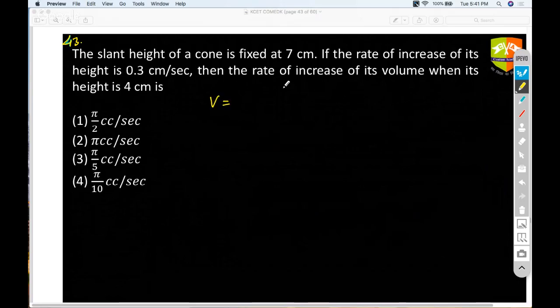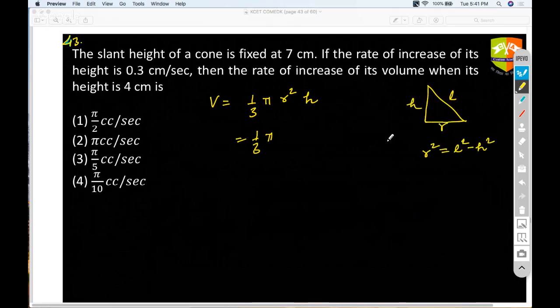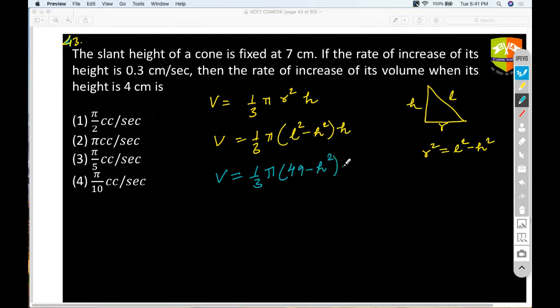So the volume of this cone would be 1/3 pi r square h. We know the slant height, h and r, so we can write r square as l square minus h square. So I can write this as l square minus h square times h. The slant height is fixed, it is going to be 7. So the volume is going to be 1/3 pi times 7 square, which is 49, minus h square, into h, which is clearly 49h minus h cube.